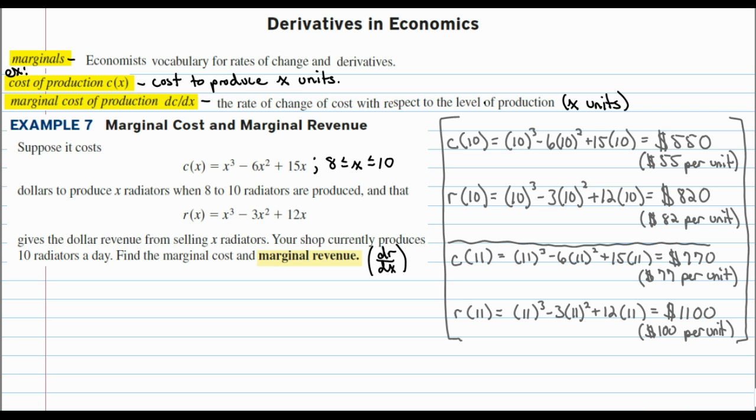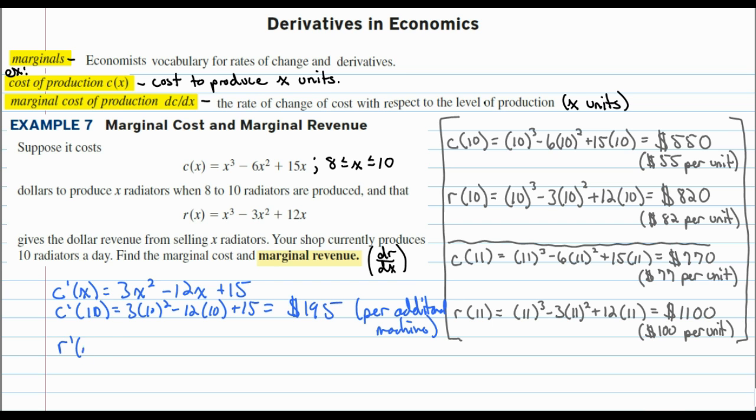That doesn't actually happen because this function, first of all, only follows this rule between 8 and 10 radiators, but also there is a rate of change that we can expect from knowing what happens at 10 radiators, and that's what we're going to explore here. So let's first find the marginal cost, which would be C prime of X. So the derivative of C would be 3x squared minus 12x plus 15. And then C prime of these 10 radiators would be $195, and that's per additional machine.